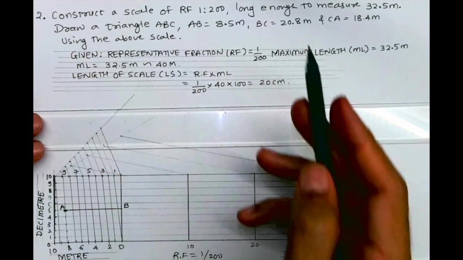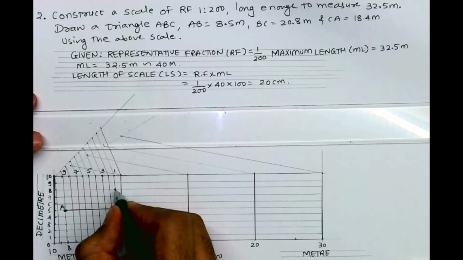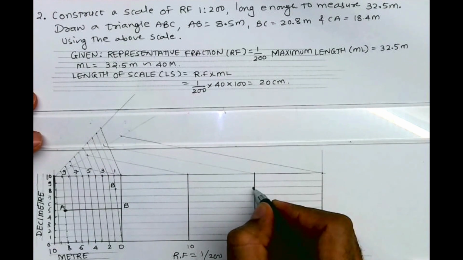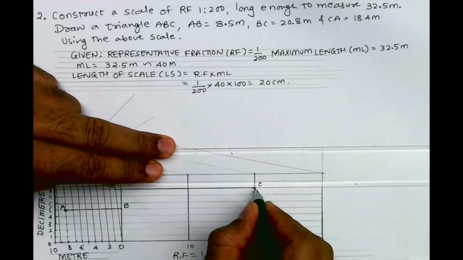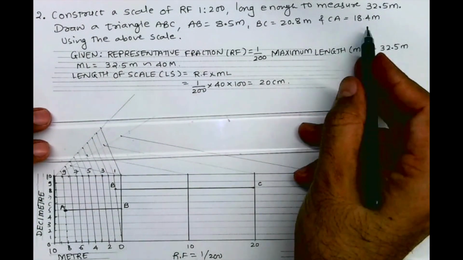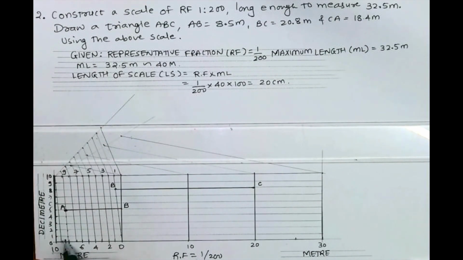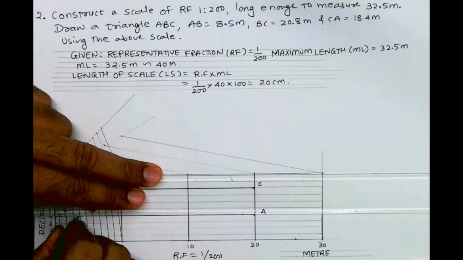Then 20.8, so 20, 0, then 1 2 3 4 5 6 7 8, so this is B and this is C. So B to C is how much? 20.8 meter. And C to A is 18.4, so 10, 8, 1 2 3 4, this is C and A.